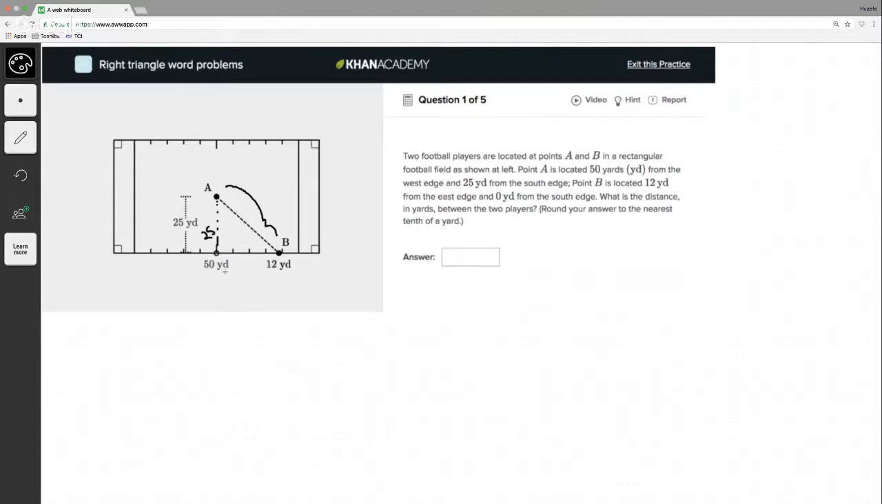you might be tempted to say this side is 50, but it's actually the difference of 50 and 12 because we're going from 12 to 50. So that means the side is 38. Okay. And now we need to use Pythagorean Theorem to find AB. So what's the formula? It's A squared. We can call 25 squared plus 38 squared.